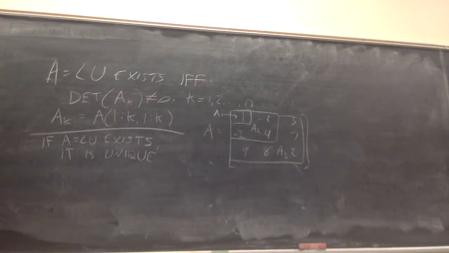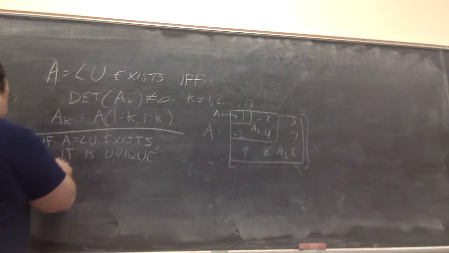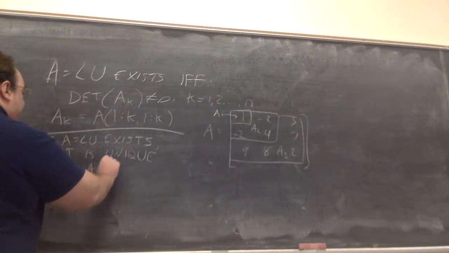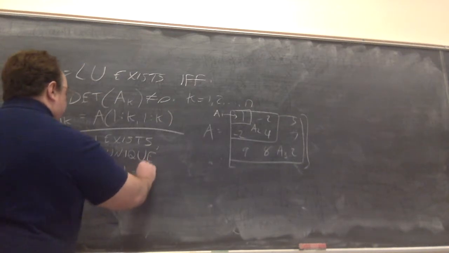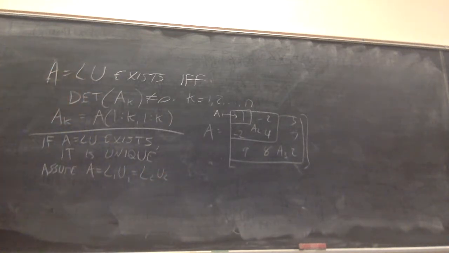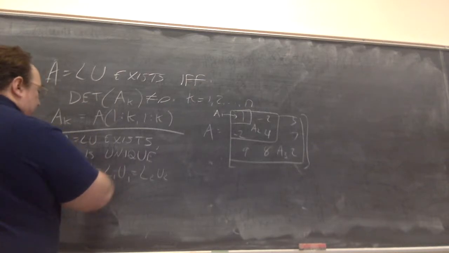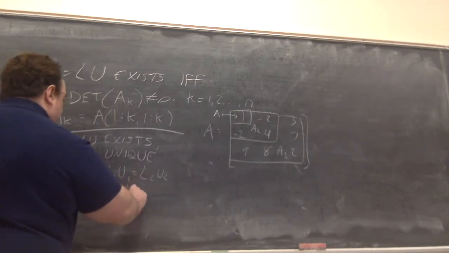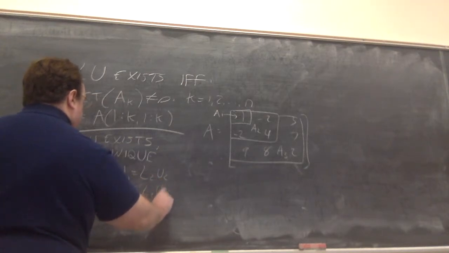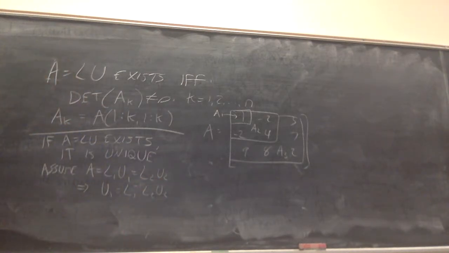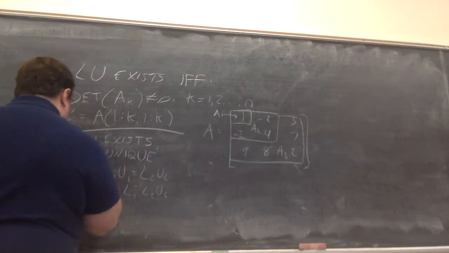So I'm going to prove this by contradiction. I'm going to assume A has two LU decompositions, L1U1 and L2U2, and we'll assume that these are distinct. Now, all these L's and U's are invertible, so I can multiply by their inverses and rearrange. For instance, I can multiply on the left by L1 inverse, and I can also multiply on the right by U2 inverse.